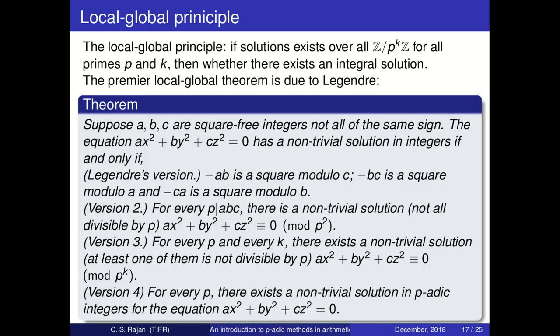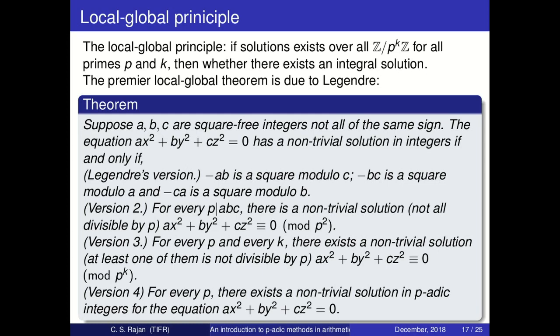Okay, so now I want to come to something which is called the local global. I started off by trying to say what are local and global. I said initially that if I want to look at solutions of polynomial equations, then I need to say that solutions exist for Z mod p^k Z for all primes p and k. So this is called the local global. The question is whether there exists an integral solution. I did this before I went into p-adics. This is what I was trying to get at, integral solutions of polynomial equations.